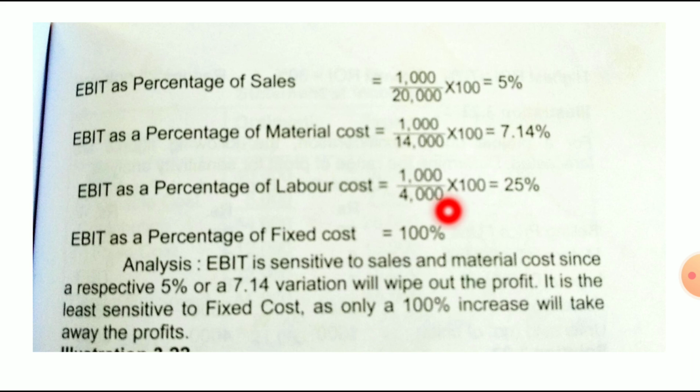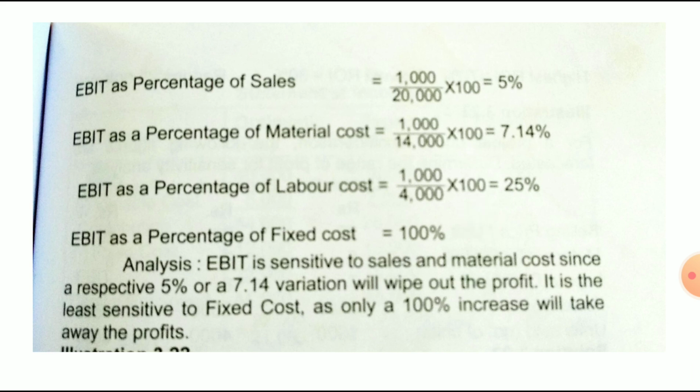Then EBIT is least sensitive to fixed cost and labor cost. A 25% increase in labor cost will make our profit zero, and it is least sensitive to fixed cost, because a 100% increase in fixed cost will take away the profit, or it will make our profit zero.